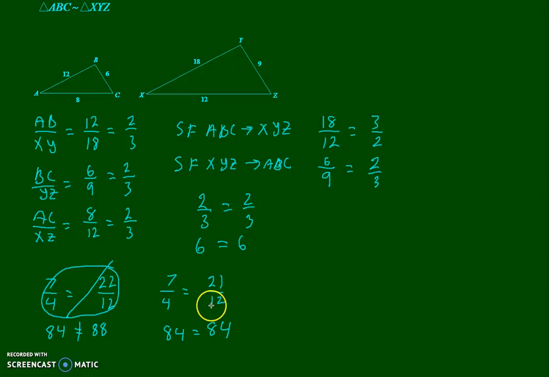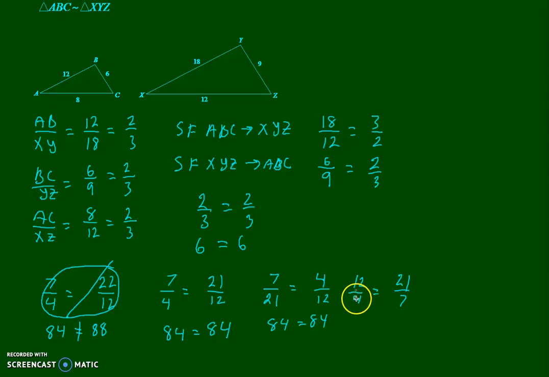One of the manipulations I can perform is I can swap the means. For example, I can say 7 is to 21 as 4 is to 12. And again I have 7 times 12, which is 84, and 4 times 21, 84. So I've swapped the means. I could also swap the extremes. I can say 12 is to 4 as 21 is to 7. And again, we still have this 7 times 12 and 4 times 21.